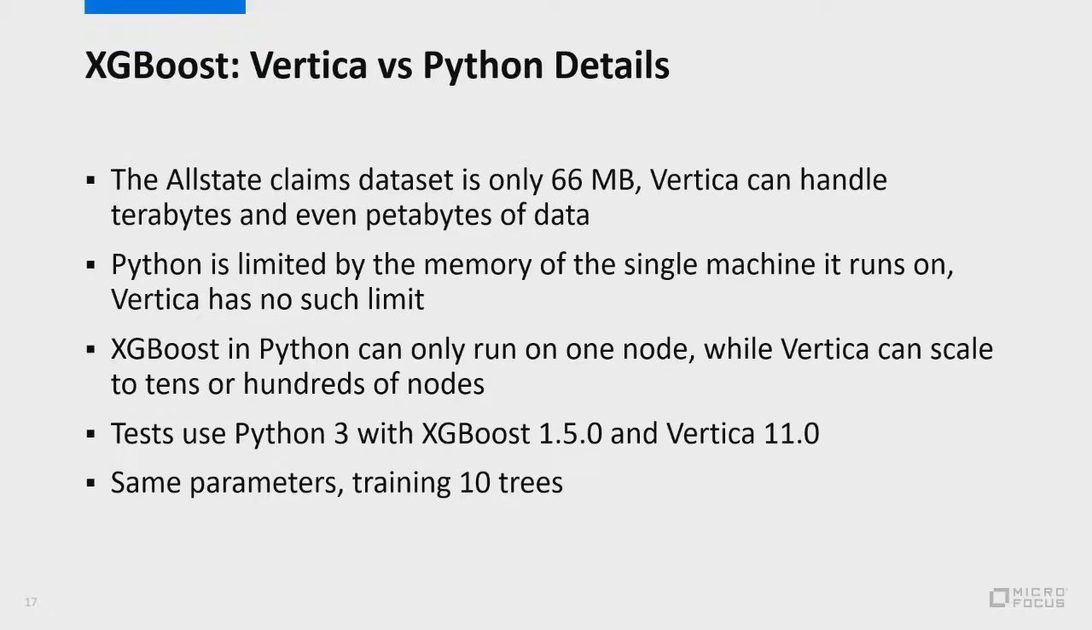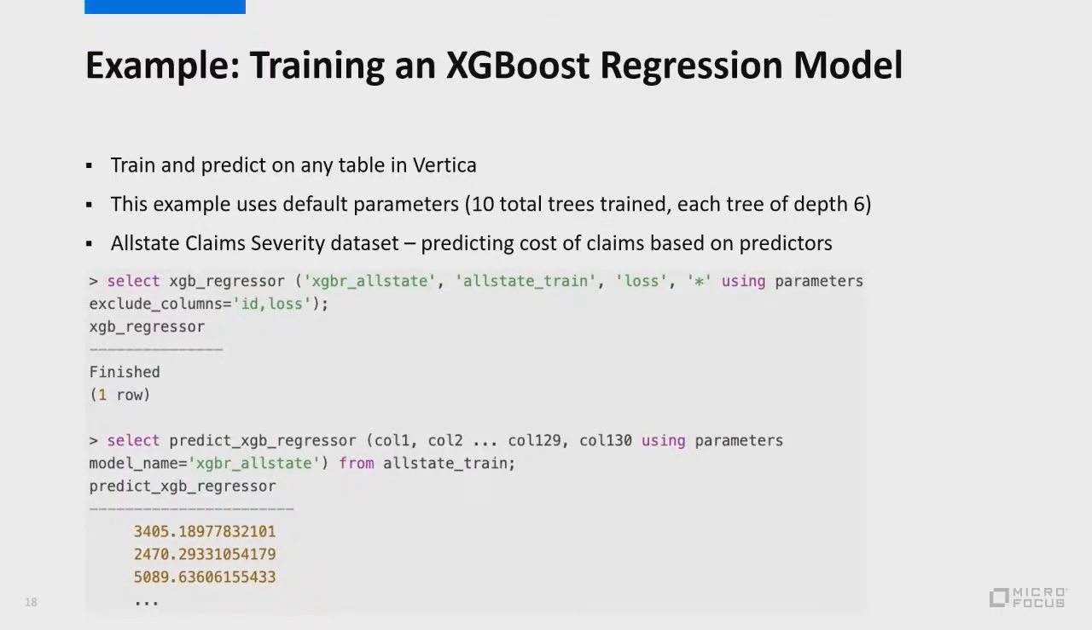Okay, now let's go over a Vertica specific example. Say you want to train and predict on some data in Vertica, and you can do this on any of your Vertica tables. In this example, we're going to use default parameters, with 10 total trees trained.